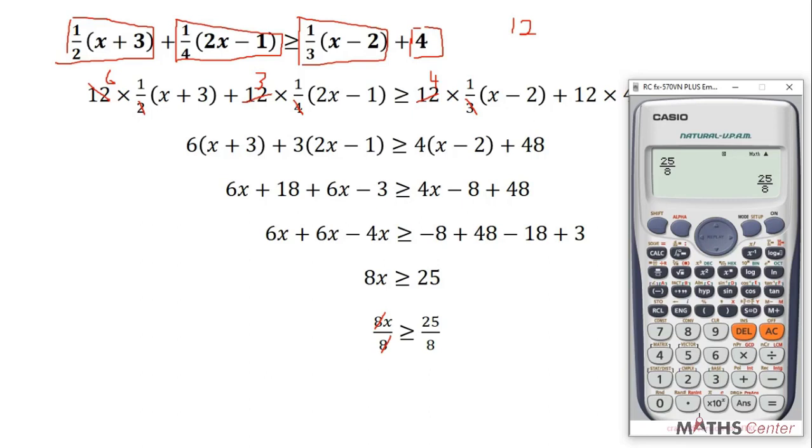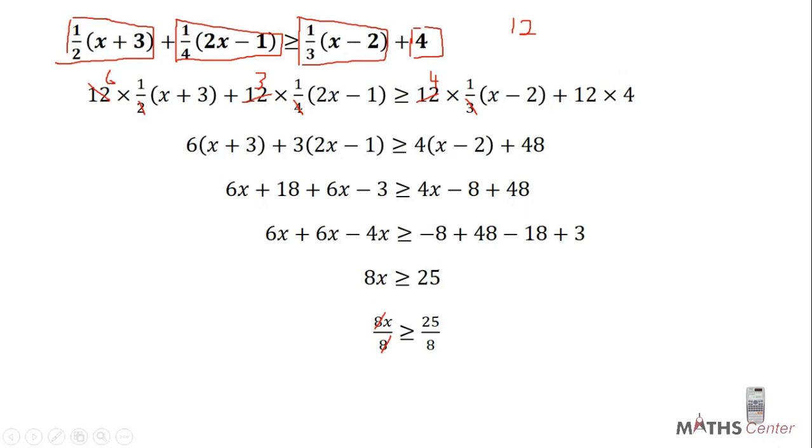Press on shift, then you press this button, the button with S and D on it. If you press it, it will convert it from improper fraction to mixed number or mixed fraction for you. So that's going to be 3 whole number 1 over 8. So the answer is x is greater than or equal to 3 whole number 1 over 8. So that is the answer to our question that we have here.